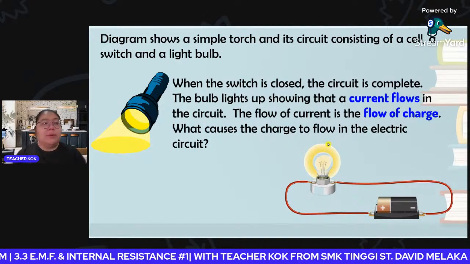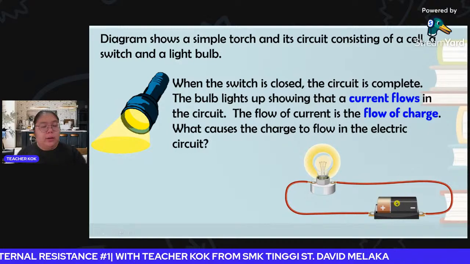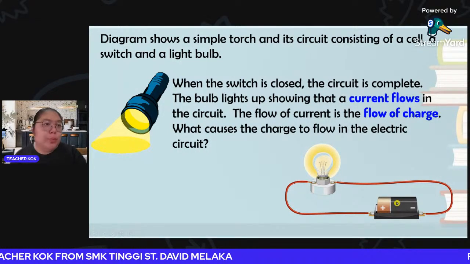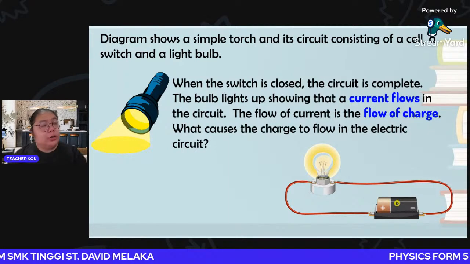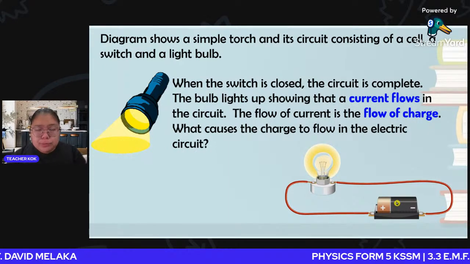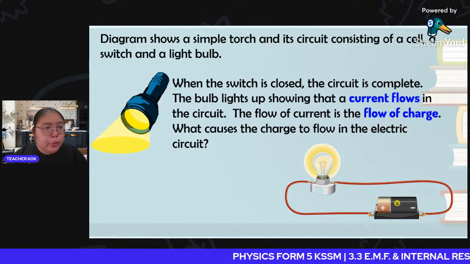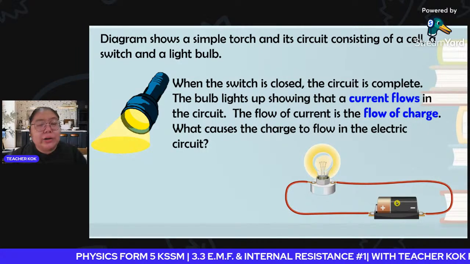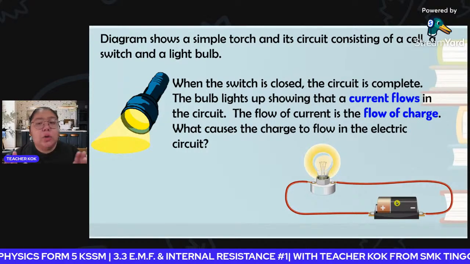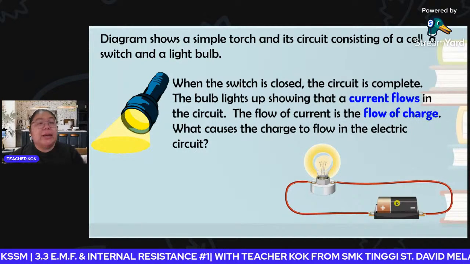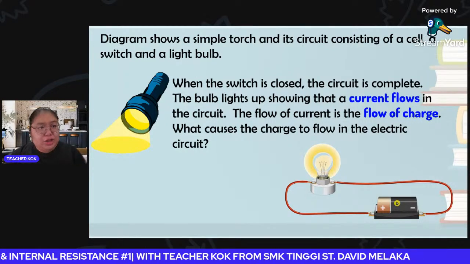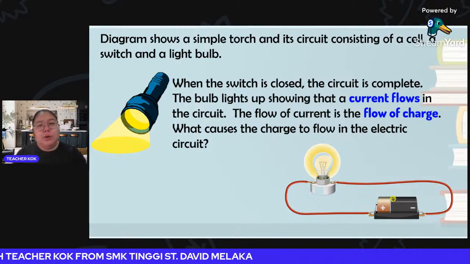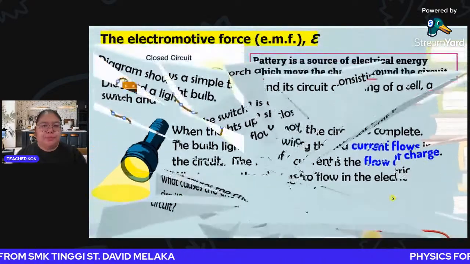That means we're talking about what starts from the battery to let the charge move. So there must be something to let the charge move out. When the charge moves out, that means you have current flowing through the circuit. So what you need to learn today is the thing that lets the charge move, from the battery. Let's see what that is.